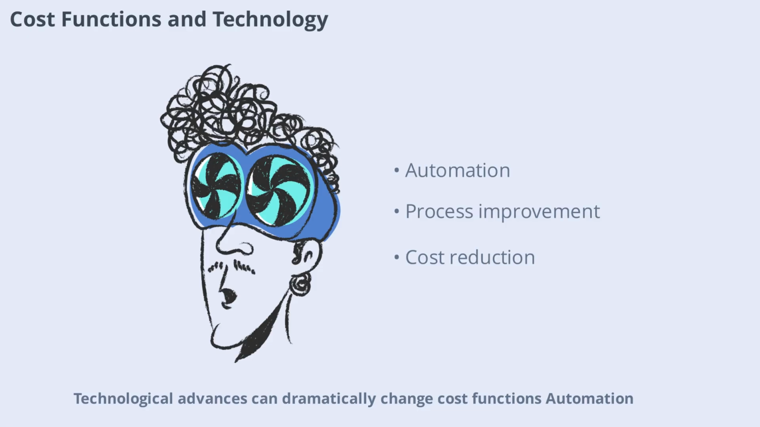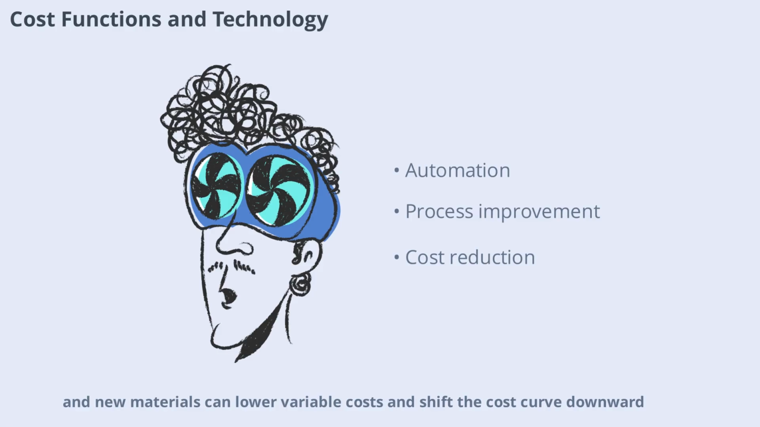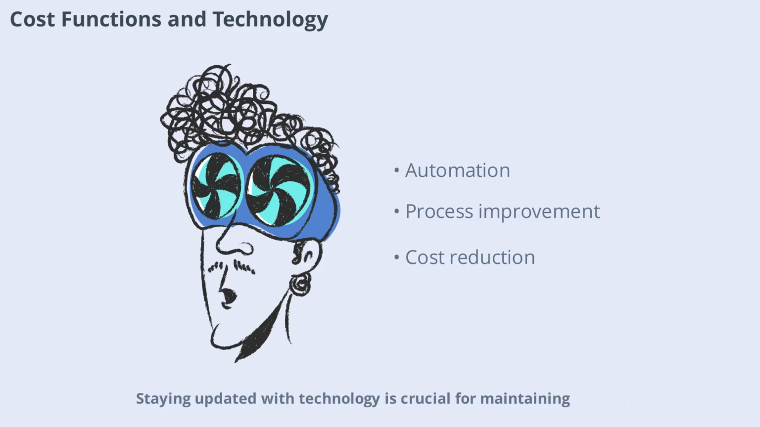Technological advances can dramatically change cost functions. Automation, improved processes, and new materials can lower variable costs and shift the cost curve downward. Staying updated with technology is crucial for maintaining a cost advantage and adapting to industry changes.